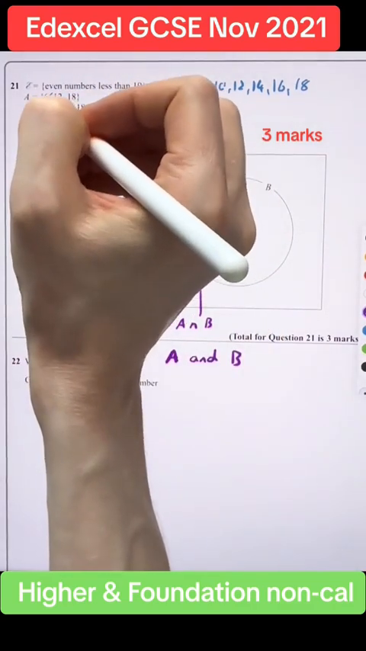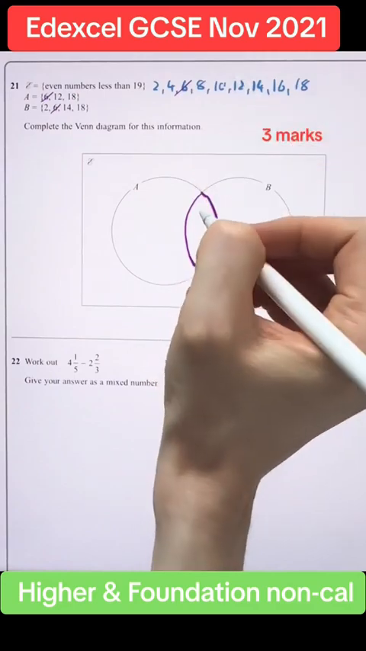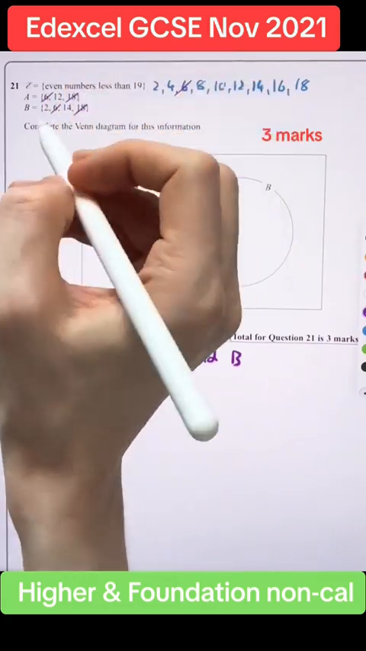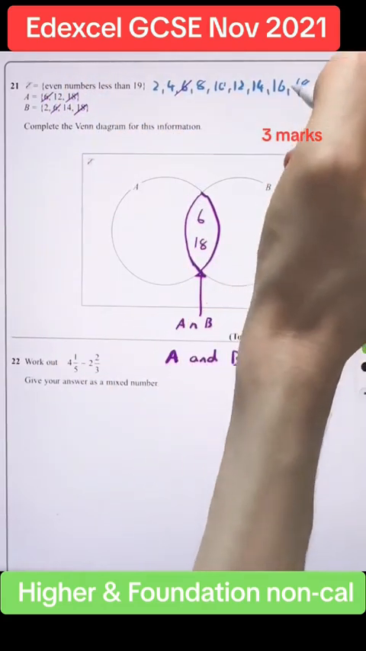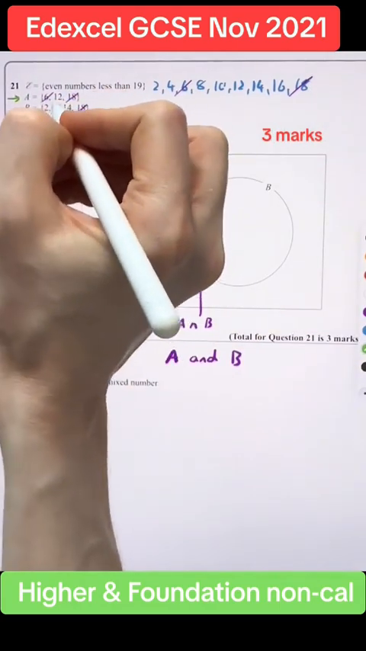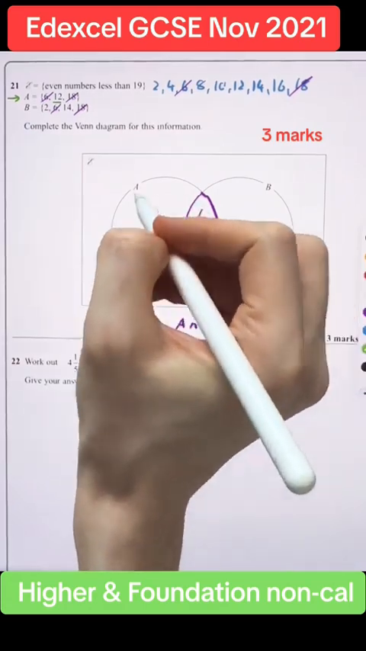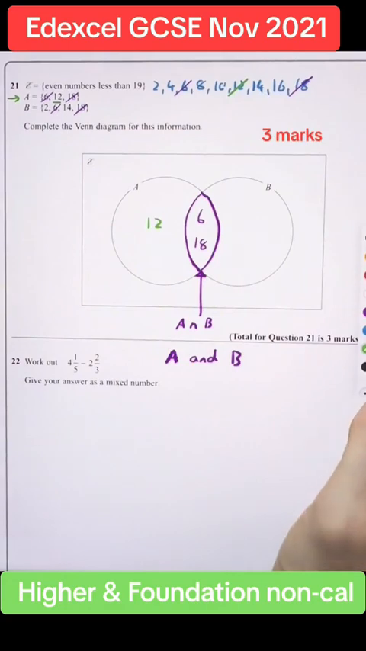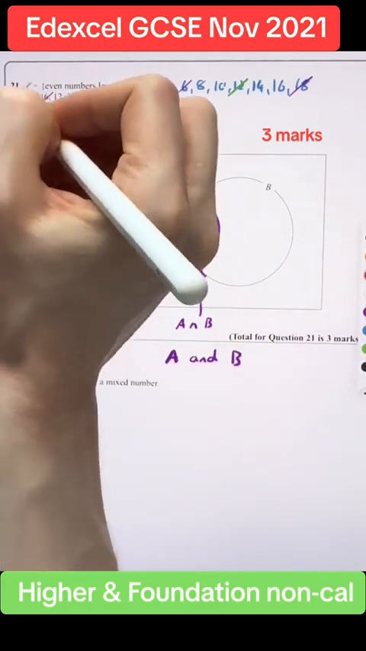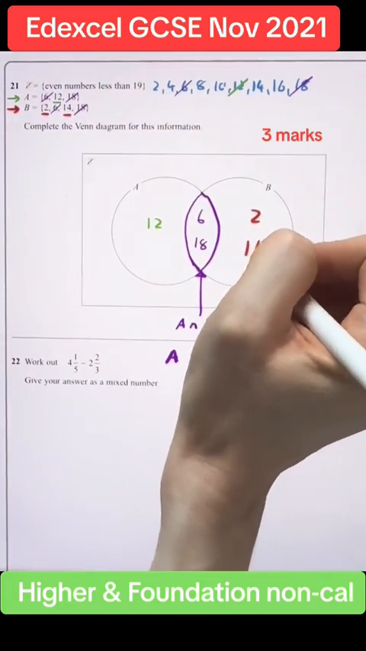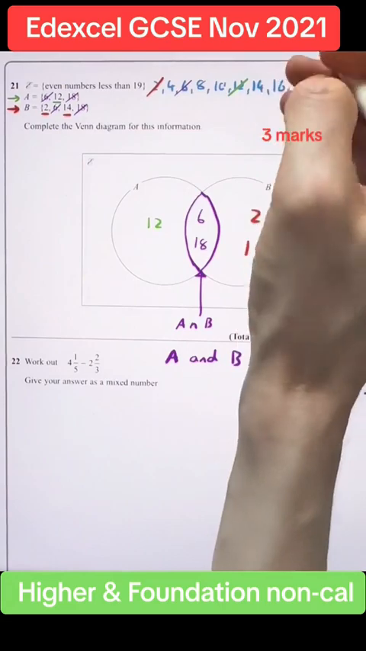Once you've used a number, it's a good idea to cross it off the universal set. So 6, and also we've got the number 18 that appears in set A and in set B. And again, cross it off the universal set. Any numbers still remaining for set A, in this case 12, must be placed in the remaining part of set A. Once you've used it, again, cross it off. Likewise for set B, any remaining numbers, in this case 2 and 14, must be placed in the remaining part of set B. And again, cross them off from the universal set, so 2 and 14.